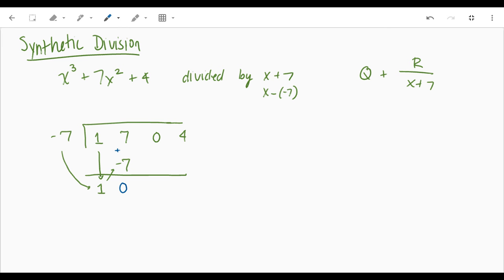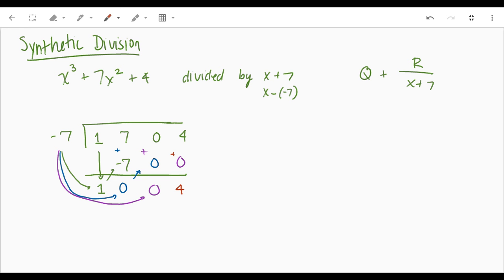And then you do the same thing. -7 times 0, put it here, and I get 0. Switch colors again. Add, and again, I get 0. There's a lot of zeros in this one. And again, -7 times 0 is 0, and I add, and I get 4. And notice the zeros don't really matter. They could really be any number.